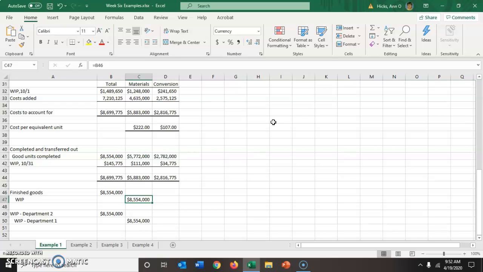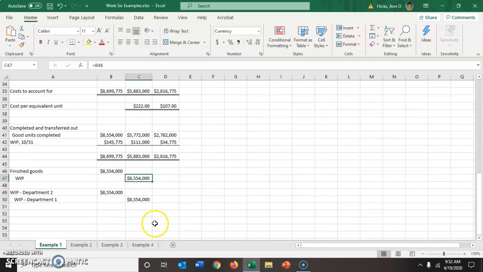Now, it's possible that that's not the case. It's also possible that there are multiple departments that these units have to flow through in order to be ready to sell. And this department may just be the first of several. In that case, we would credit WIP for this department, let's call it Department 1, but instead of debiting finished goods, we're going to debit WIP for the next department that the units have to process through. And so we would debit WIP Department 2.